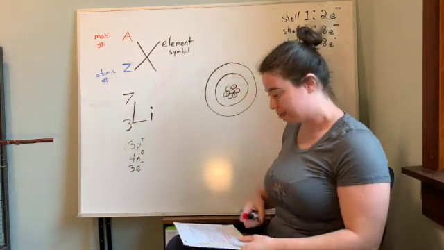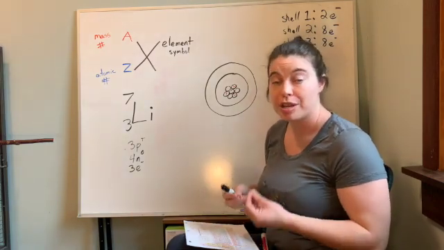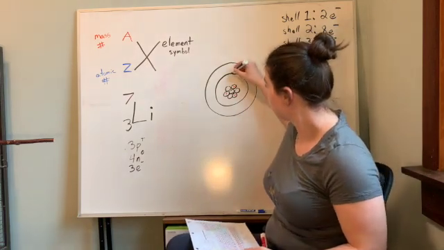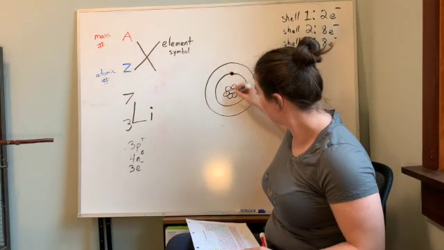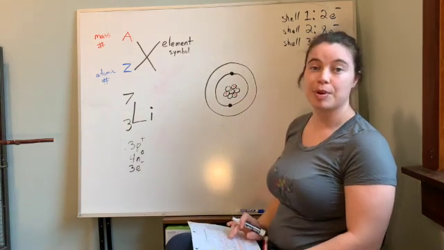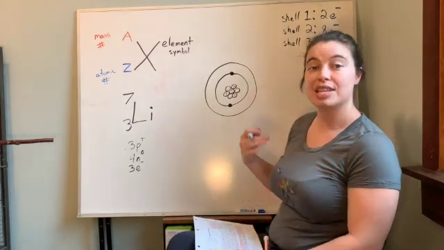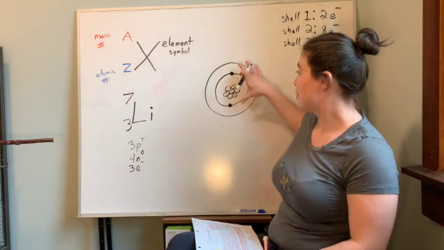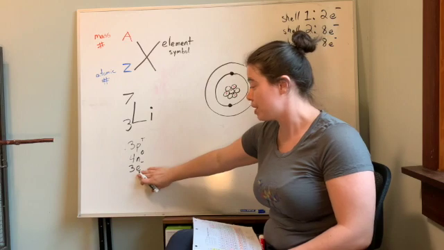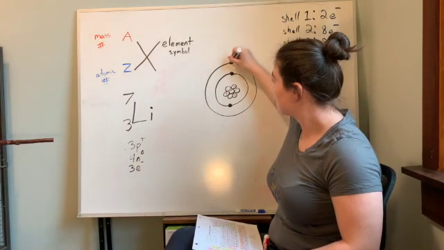So for lithium, we have 3 electrons to work with. You always start by filling in the innermost electron shell, which can hold 2 electrons. So I'm going to put 1, 2 electrons in that first innermost shell. Then I'm going to start filling in the next shell. Because this one's full, I've got to move to the next shell out. So I've got 1 electron left, because we've got 3 total. So that 1 electron goes in the outermost shell.